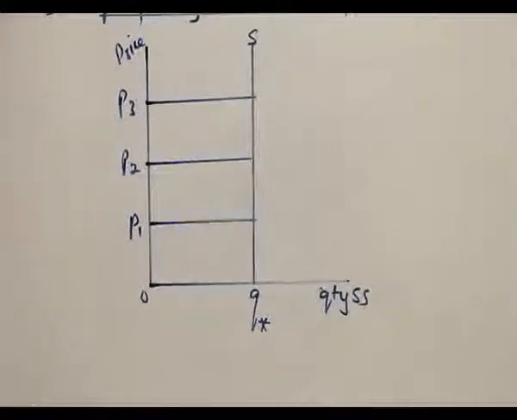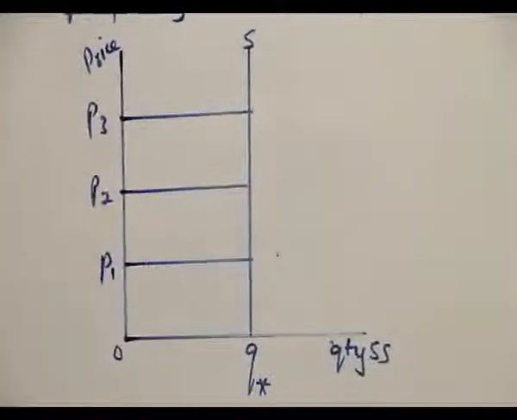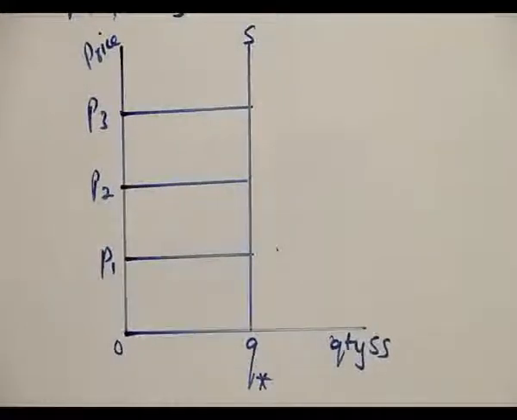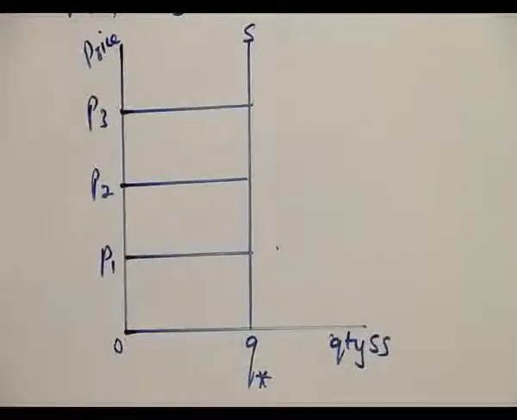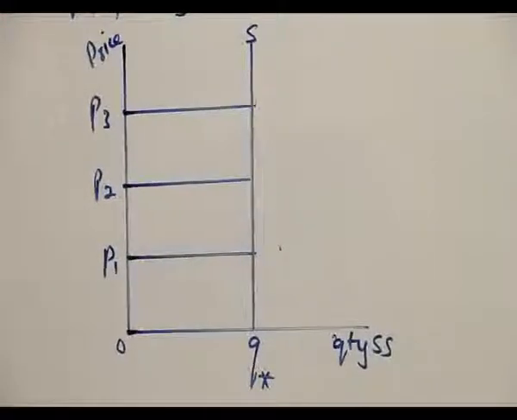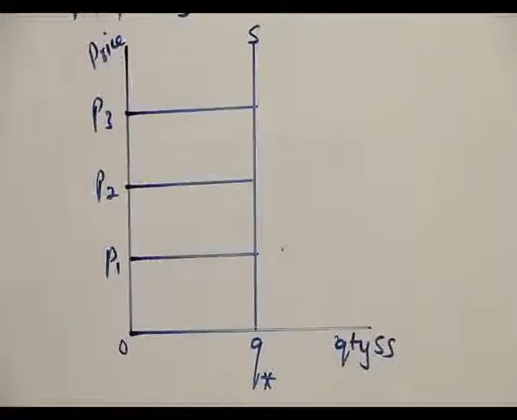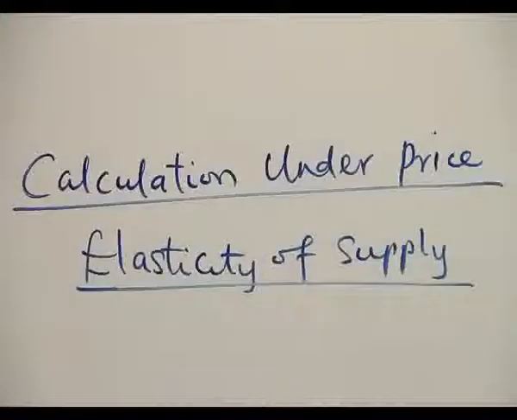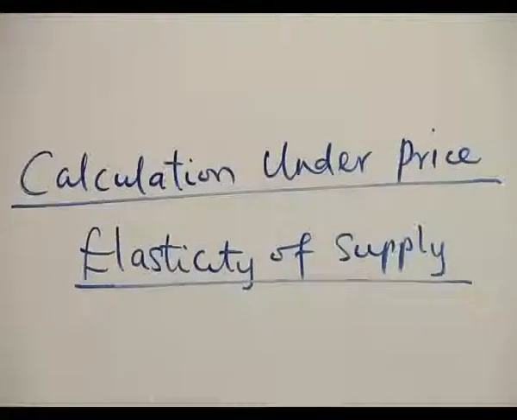Out of the 5 price elasticities of supply that we have described, the first 3, unitary elasticity of supply, elastic supply and inelastic supply, are the ones that we can work out with the help of data, that is mathematically. But when it comes to perfectly elastic and perfectly inelastic supply, we don't carry out calculation under this. So the next one is going to be calculation under price elasticity of supply.